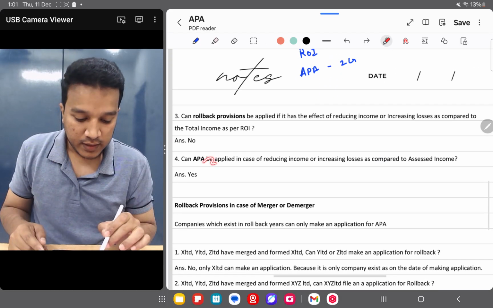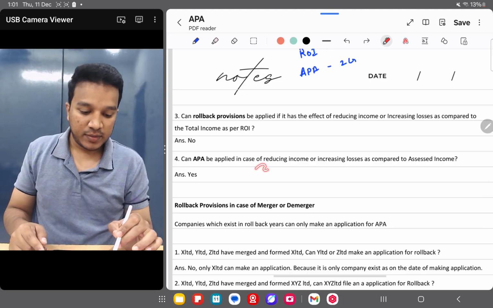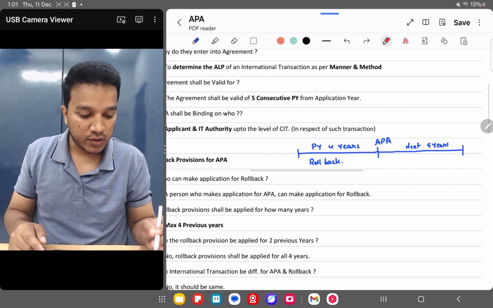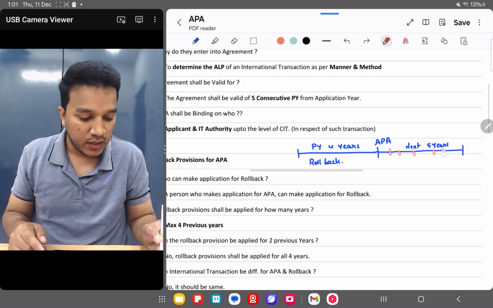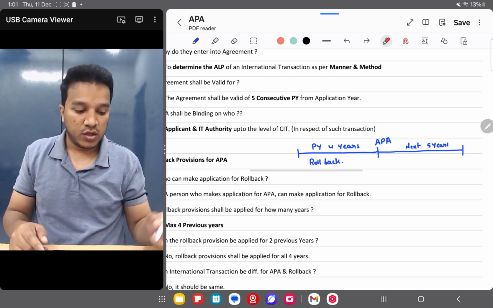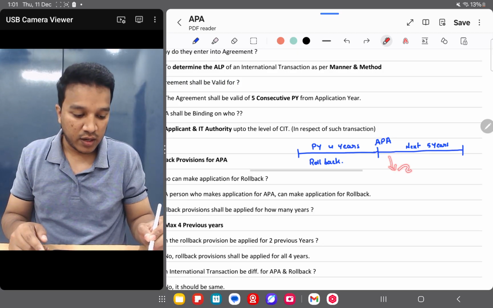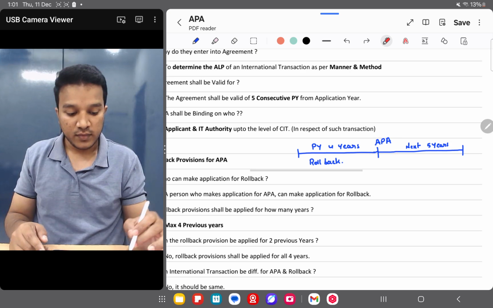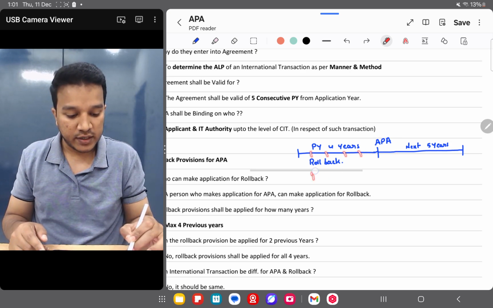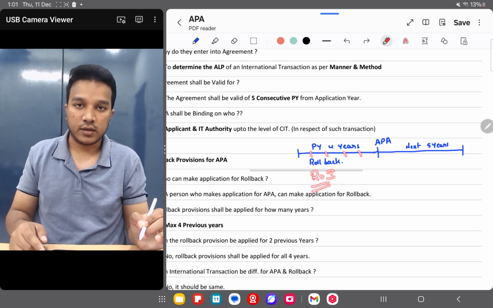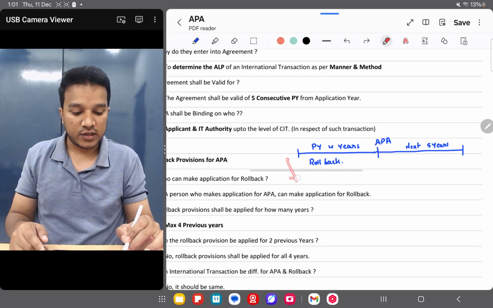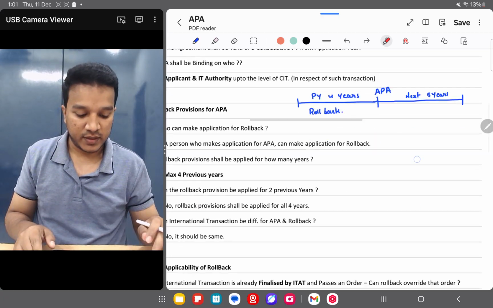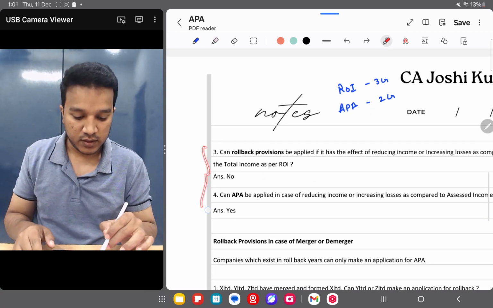Then the next question is about APA. Can APA be applied in case of reducing income or increasing as per the assessed income? Look, here the return of income has not been filed yet, you will file it ahead. So here, if it is reducing your revenue, no problem, you can go as per the APA. In the previous 4 years, the return of income has already been filed and you have declared your income. Then in that case, if it is reducing your revenue, the rollback provisions won't apply. So that's the difference between these two.